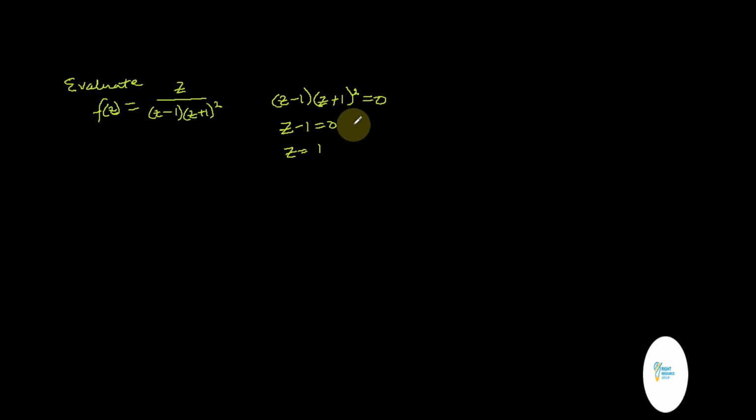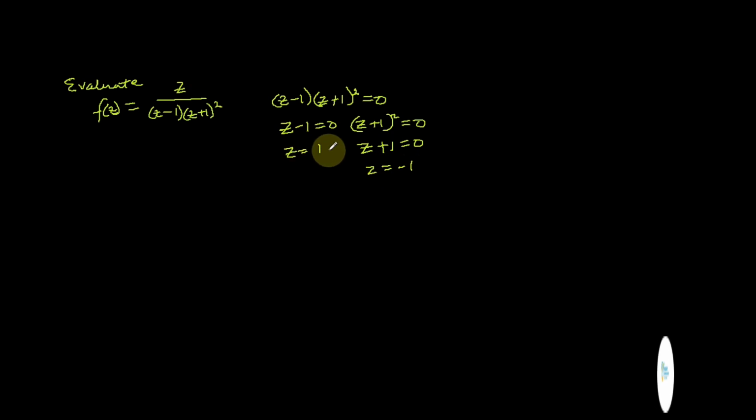Then on the other side, we have (z plus 1) all squared equal to 0. If you take the square root of both sides, you are left with z plus 1 equal to 0, then that means z is going to be equal to minus 1. So we have z equal to 1 and z equal to minus 1.